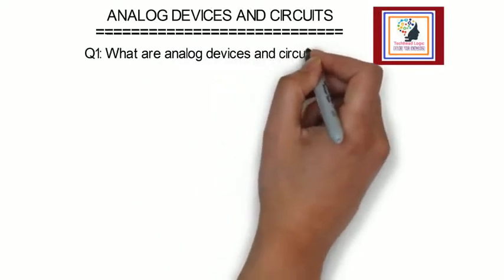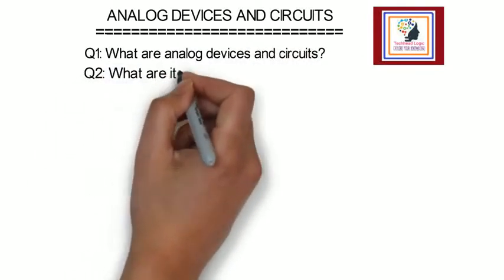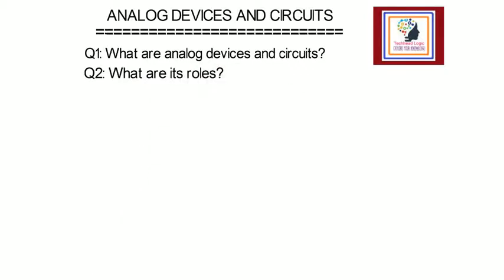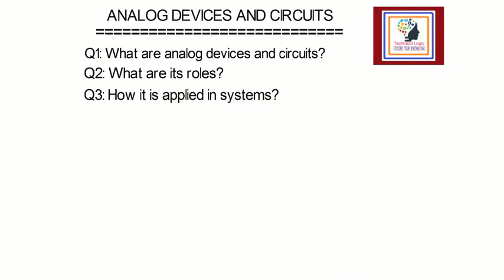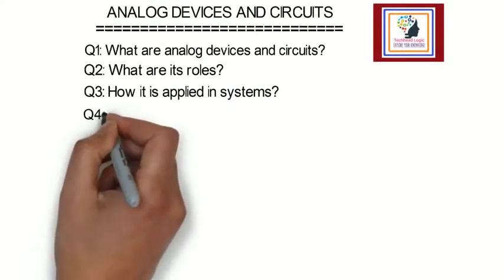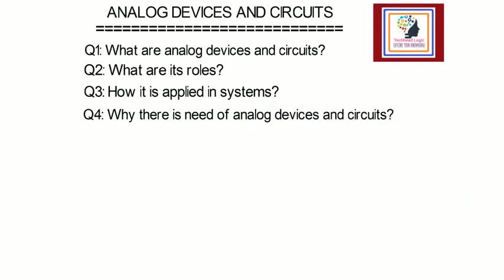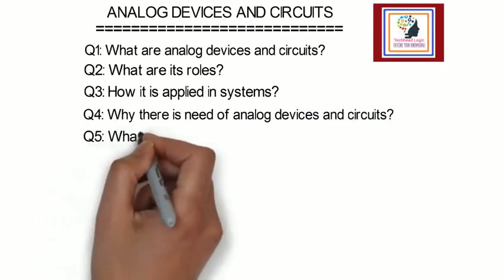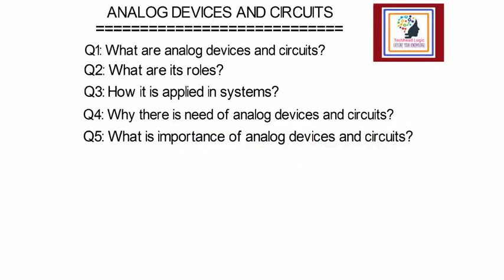Second question, what are its roles? Third question, how is it applied in systems? Fourth question, why is there a need for analog devices and circuits? And fifth question, what is the importance of analog devices and circuits? Now we will study these 5 questions in detail.